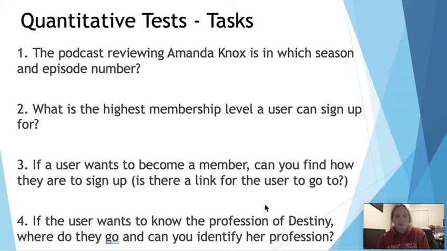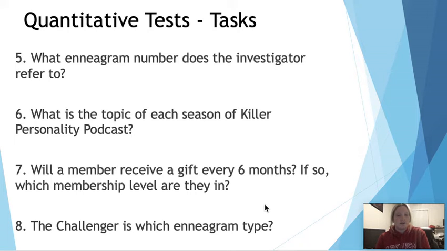profession? We then had, what Enneagram number does the investigator refer to? What is the topic of each season of Killer Personality Podcast? Will a member receive a gift every 6 months? If so, which membership level will they be in? And the last question or task was, the challenger is in which Enneagram type?